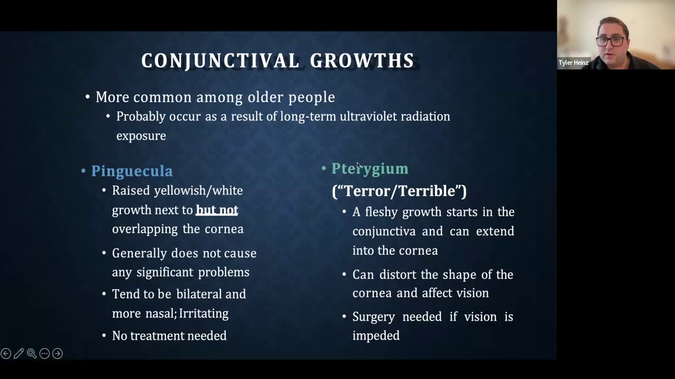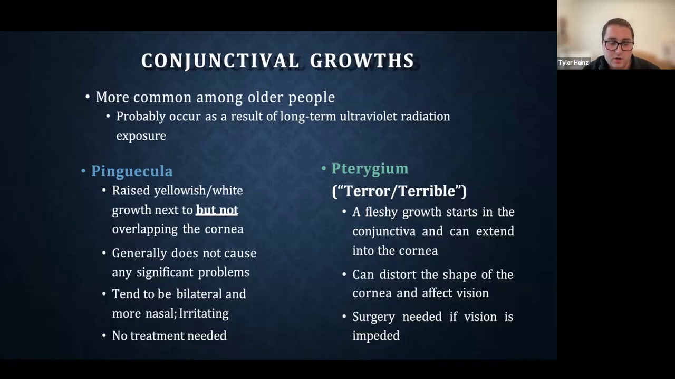Pterygium, that one you could say the terror, the terrible. So the PT sound and the terror, T and T. That's a fleshy growth that starts in the conjunctiva, but it goes on to the cornea. So that's going to be the difference between the pinguecula and the pterygium.